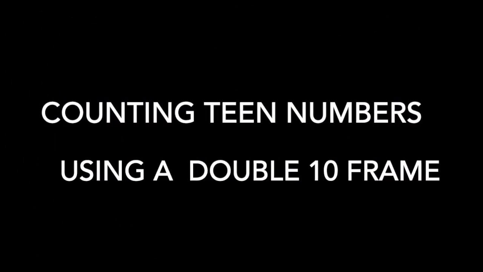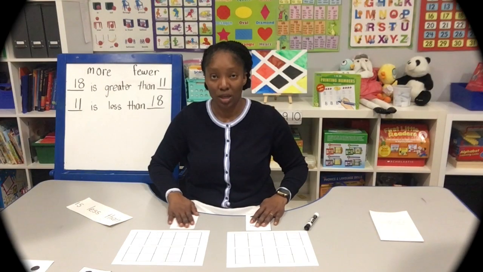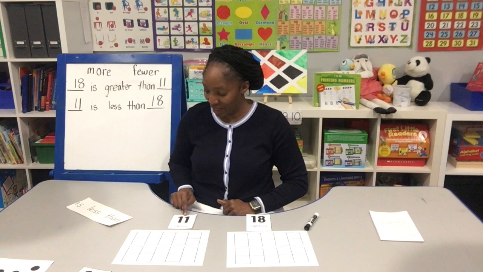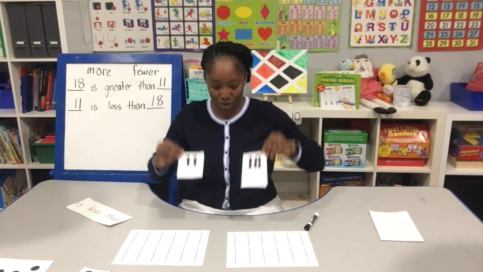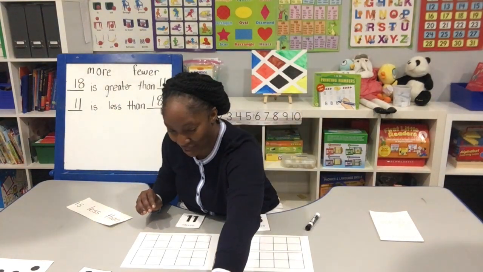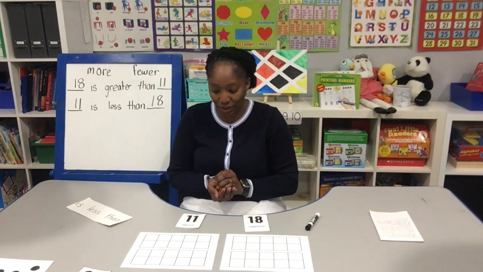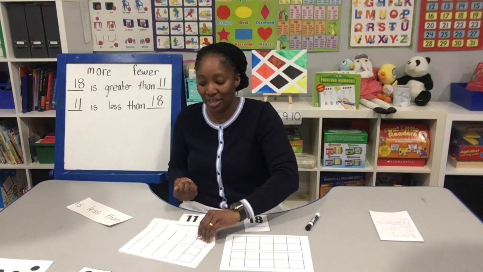Counting teen numbers using a double 10 frame. So I'm still going to work with 11 and 18 because I want to show you how to show those numbers using a double 10 frame. I do have some counters here with me today, and I'm going to place the counters to show 11. How can I count out 11 in my double 10 frame?